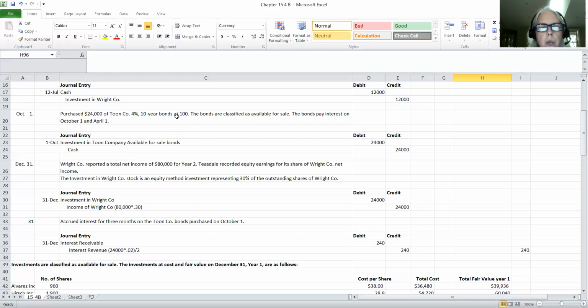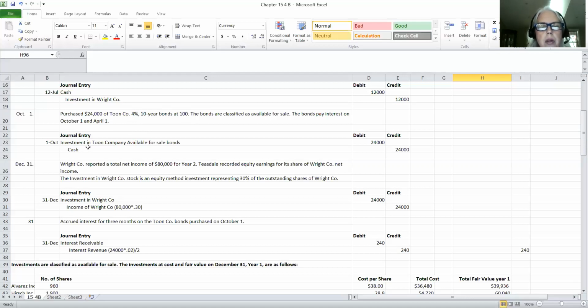But since they're purchased exactly at 100%, that means that these bonds are purchased at their face value of $24,000, and the market rate of interest would be equal to the contract rate of interest on that particular date that they bought the bonds. And so we're buying bonds at the face value. We're buying bonds at 100% of $24,000.